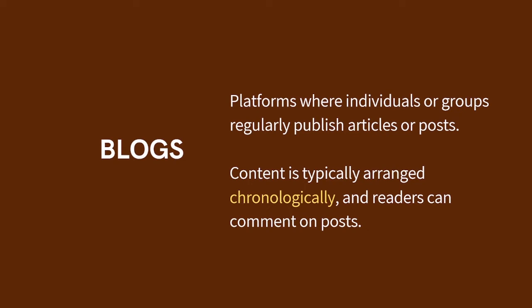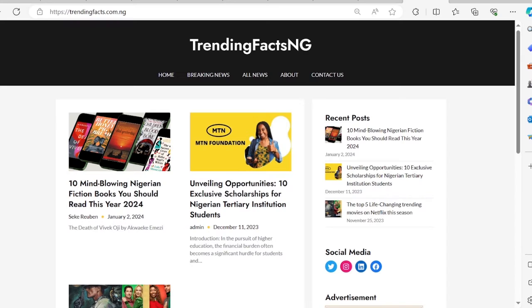Blogs are websites where individuals or groups regularly publish articles, which we call posts. Blogs are typically arranged chronologically, according to dates, such that the most recent article comes on top. Readers who visit the blog can comment on it and express their views on any of the articles. This is just an example of a blog: the trending facts.